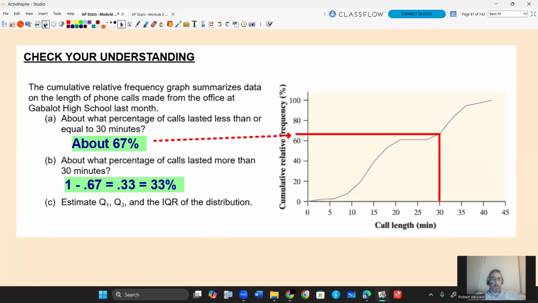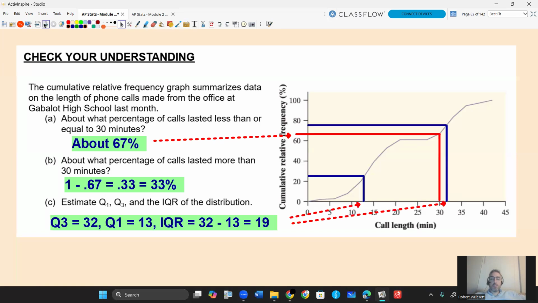So we'd say 33%. But then the Q1 and Q3 and IQR can come from the 25th and 75th percentile. So we'll get those two numbers here. And again, just estimating those, it looks like I get about 32 for Q3 and 13 maybe for Q1. We'll subtract those to get 19. So the IQR of this distribution is once again 19.